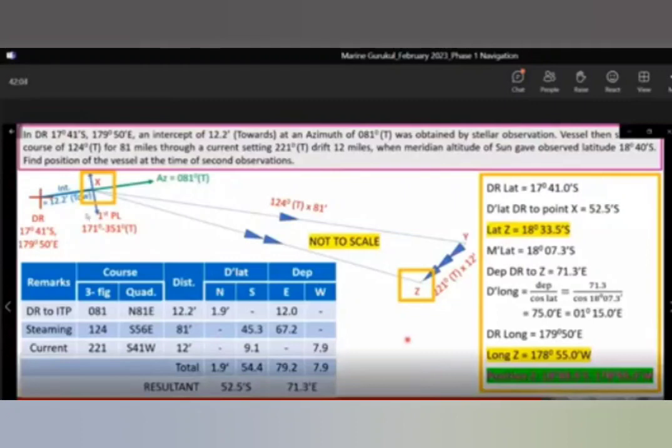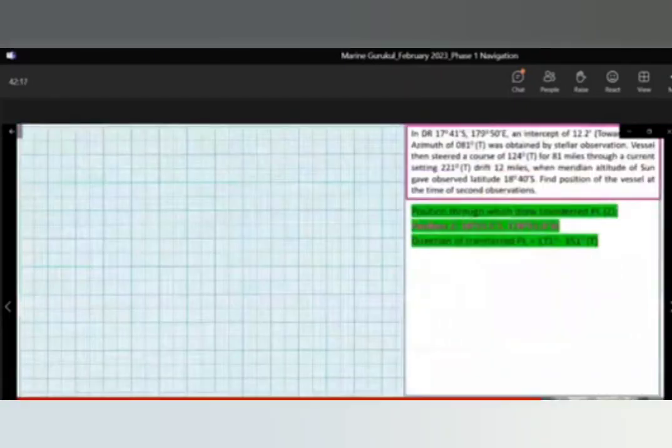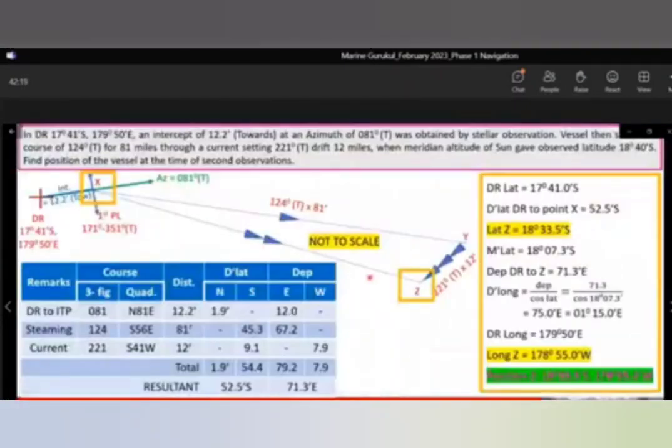So we had one intercept position line and then later on the vessel steered a particular course and distance. There was some current also. We used this day's work table, found out the transferred position and then made the plot. This was the last which we did. Now moving on to the next one.